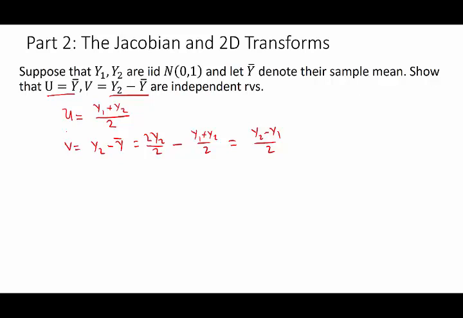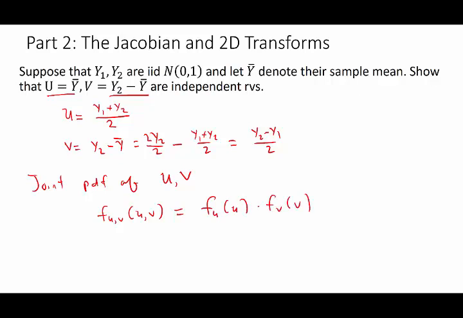Now, the trick to doing this is to look at the joint PDF of u and v. What we'd like to do is show that that joint PDF factors into a marginal for u times a marginal for v. If we can do that, that is by definition what we mean by probabilistic independence of random variables. In order to accomplish this, though, we're going to need a formula for this. And to get a formula for this, we're going to need to consider the question of what happens to the PDF of two random variables when you transform them.